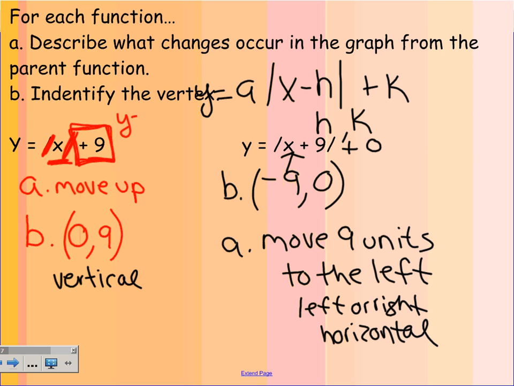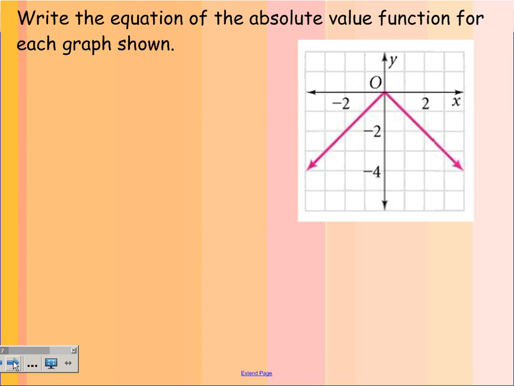All right, very good. We're almost there. Have 2 more problems to look at. Write the equation of the absolute value function for each graph. Now, on the first slide, we talked about the parent function, and this is going to look so much like the parent function. Remember the parent function went up like this, from the vertex, it traveled at a rate of 1, 1. Well, this one is exactly the same, only it's going down.